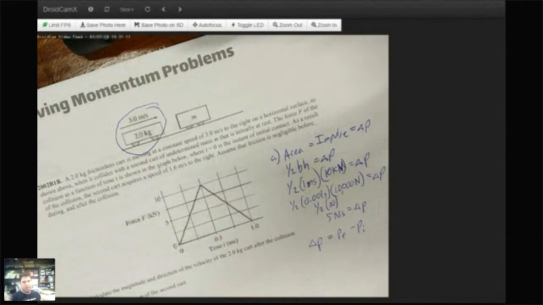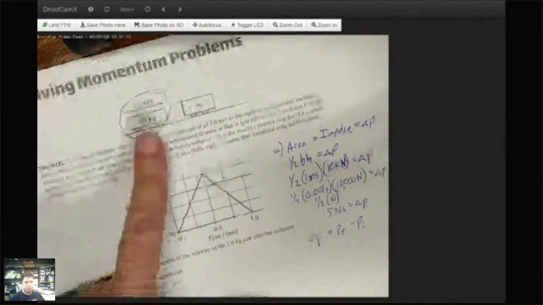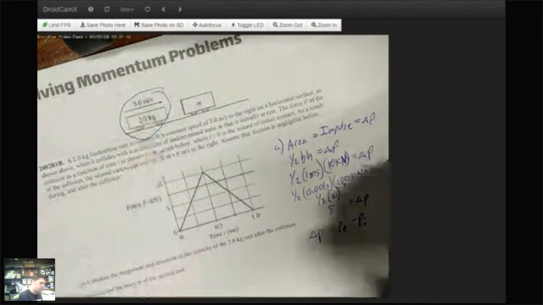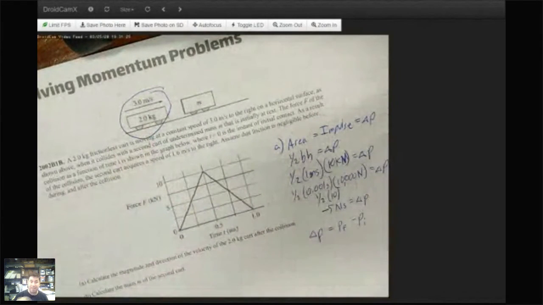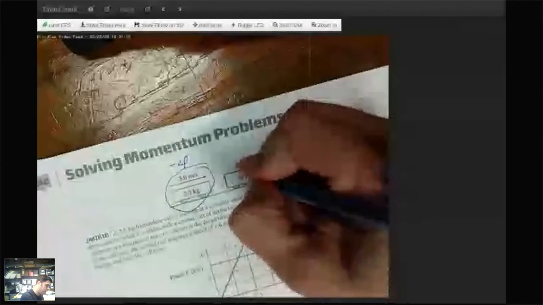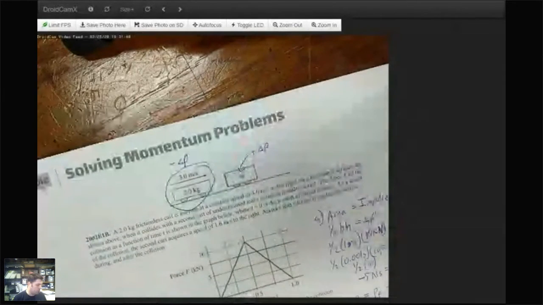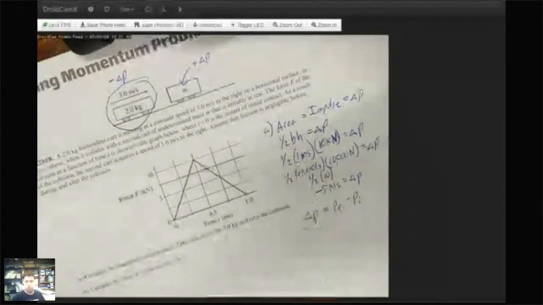We wouldn't expect this first cart to suddenly get a boost and go faster when it's already running into something else, which means my change in momentum has to be negative. It's got to slow it down and be a negative change instead of a positive change. So this cart will have a negative change in momentum, and this cart is going to have the positive change in momentum. This is the one big tricky part to this question, throwing that negative sign in there, because we know we have to slow down and move in the negative direction after we collide.